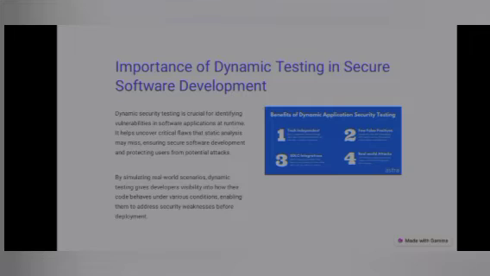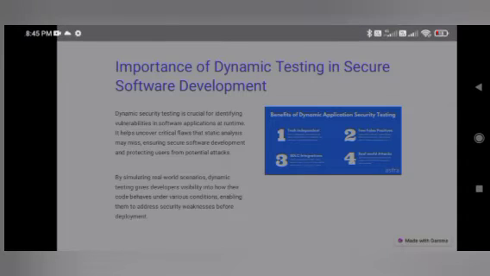Dynamic testing analyzes the application at runtime. It helps uncover critical flaws that static analysis may miss, ensuring secure software development and protecting users from potential attacks. By simulating real-world scenarios, dynamic testing gives developers visibility into how the code behaves under various conditions, enabling them to address security weaknesses before deployment.